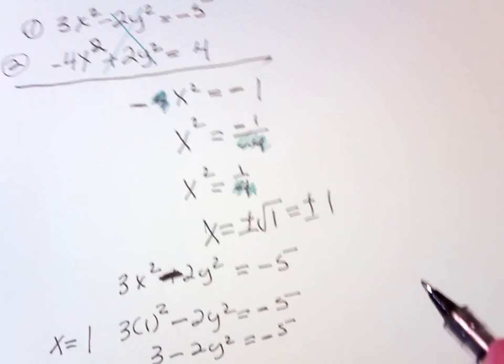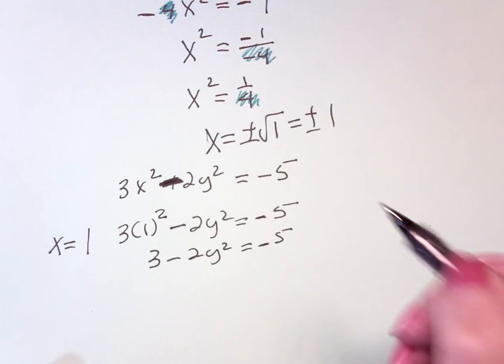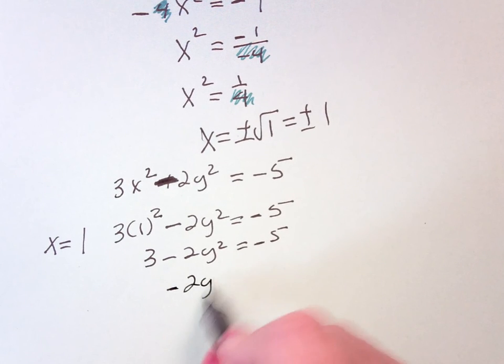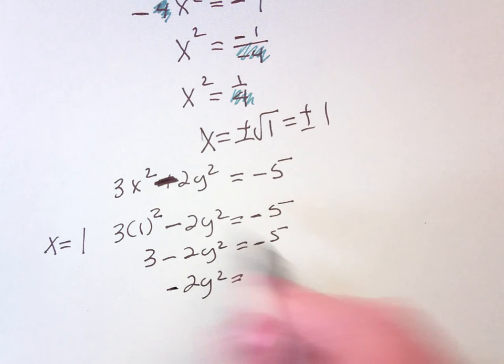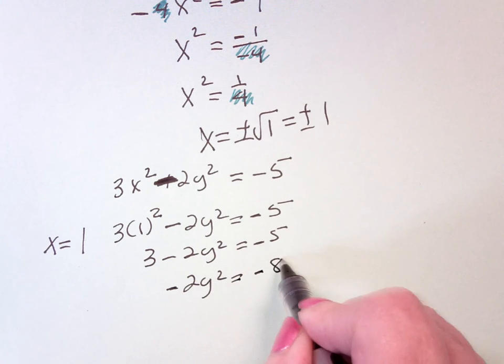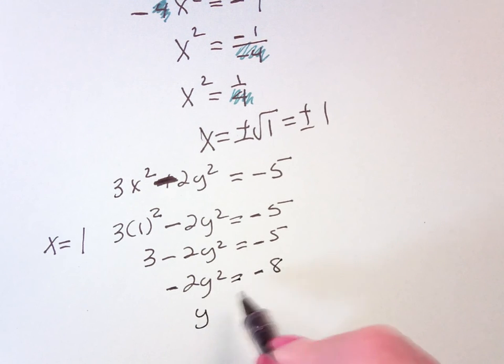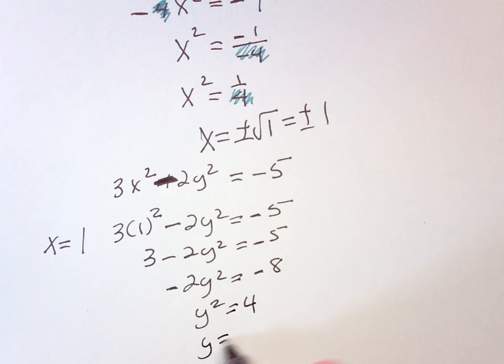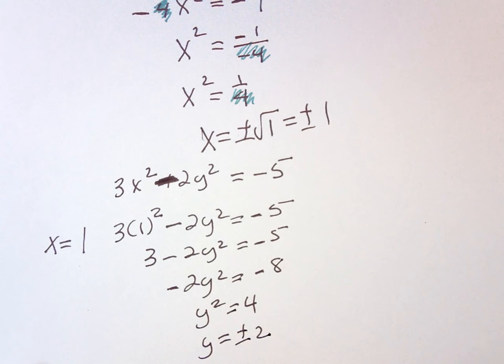Oh, this is unpleasant. No. And it's going to be just plain belligerent. Minus 2y squared equals, oh, that's not too bad, minus 8. Y squared equals plus 4. Y is plus or minus 2. So I have an answer of 1, plus or minus 2.